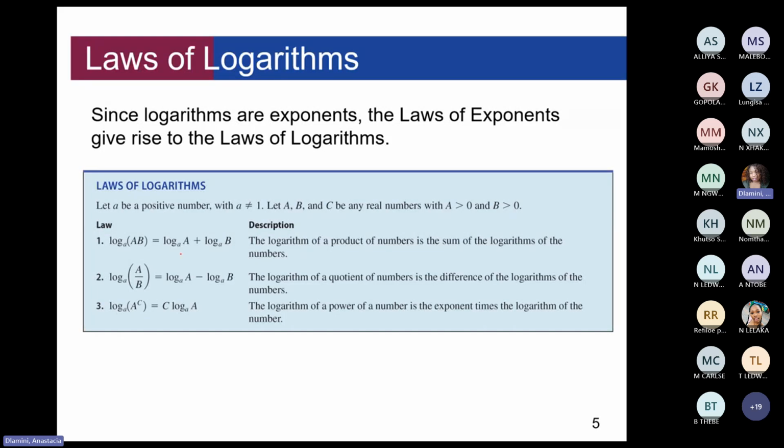Do you remember when you were dividing exponents of the same base, you were subtracting? That rule is similar when you are dividing A over B with base a, you subtract. And therefore, if you have log of A to the power of C base a, you can always take the C outside. So those are the laws of logarithm.